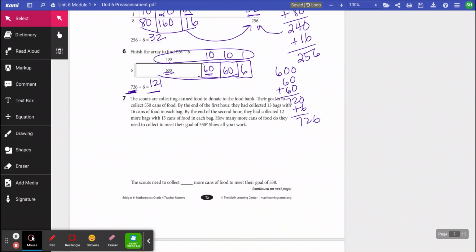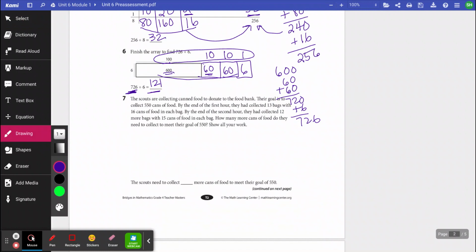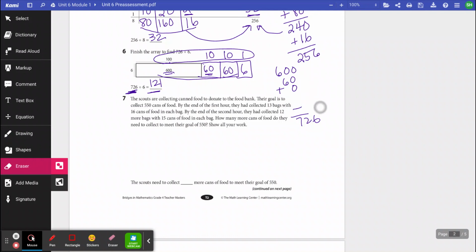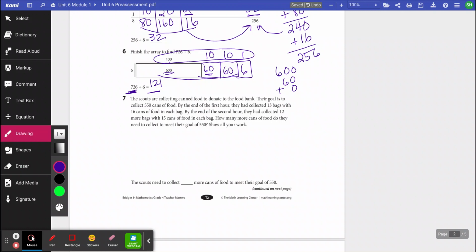Let's go to our last one on this page. Number 7, the Scouts are collecting canned food to donate to the food bank. I'm going to erase a little bit of this so that we can see the problem better. Their goal is to collect 550 cans of food. By the end of the first hour, they collected 13 bags with 16 cans in each bag. By the end of the second hour, they collected 12 more bags, and each bag had 15 in it. And they want all of this to eventually equal 550.